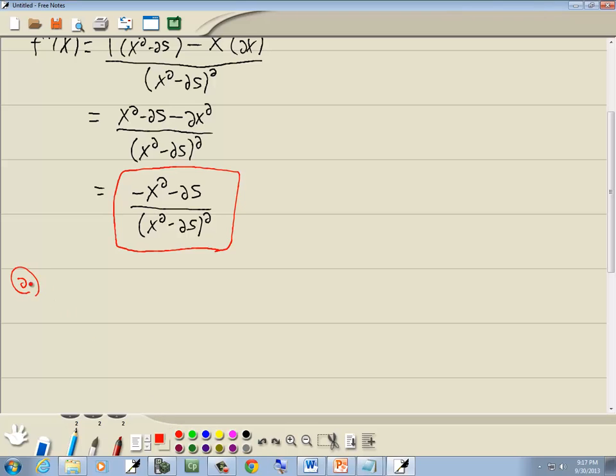Step 2. Find your critical numbers. Whenever you have a single fraction, you set your top part equal to 0. So I'll set negative x squared minus 25 equal to 0. And you set your denominator equal to 0. So the bottom part, x squared minus 25 squared is equal to 0. Now over in this one, I'll take the negative x squared to the right side. So we got negative 25 is equal to a positive x squared.